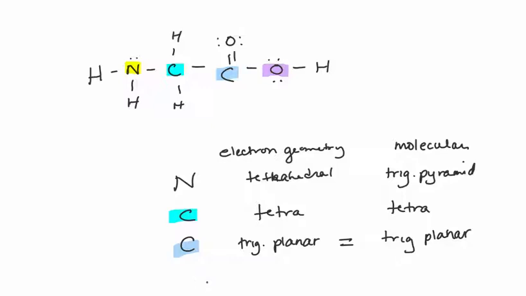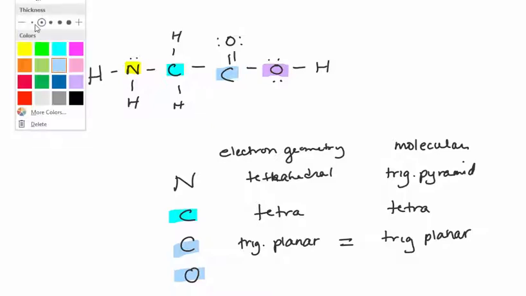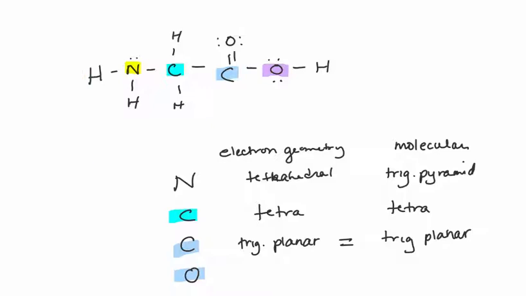For the oxygen that I have highlighted, we have 4 electron domains. Those 4 electron domains make it so that the electron geometry of that oxygen is tetrahedral. Now, because I have 2 lone pairs around that atom, that makes the molecular geometry different than the electron geometry. So that is a bent molecule when we look at it without its lone pairs.